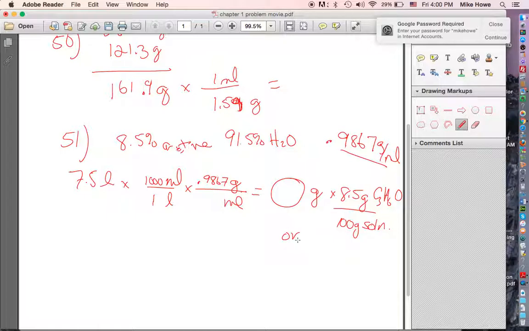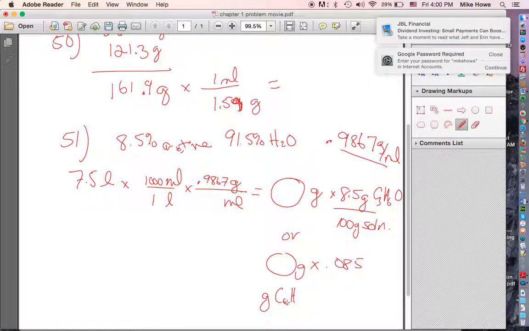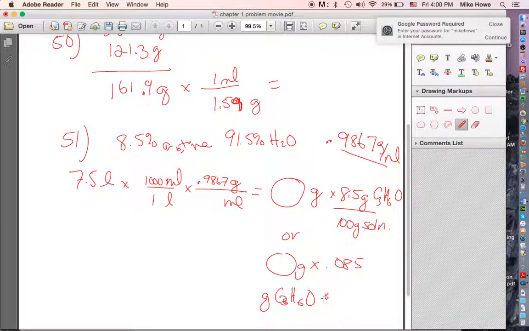Or you could just take whatever this number is in grams times 0.085 to find out what 8.5% of the number is. Then you will have grams of acetone, C3H6O. And after you have the grams of acetone, you're going to need to change to kilograms. So kilograms and grams, and 1 kilogram is 1,000 grams. And then you'll be finished. And that should give you the correct answer.